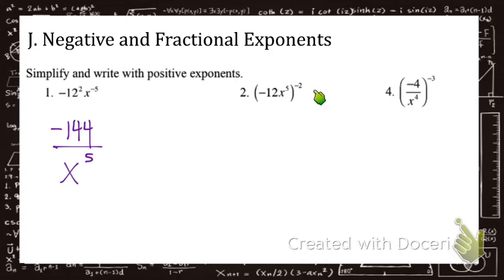For the next one, notice how negative 2 is applied to everything. So everything in here is going to move to the bottom, and it's all going to receive a power of 2. So 1 over negative 12x to the 5th quantity squared. And then everything receives that power of 2. So that will be 1 over negative 12 squared is 144, and x to the 5th squared would be x to the 10th.